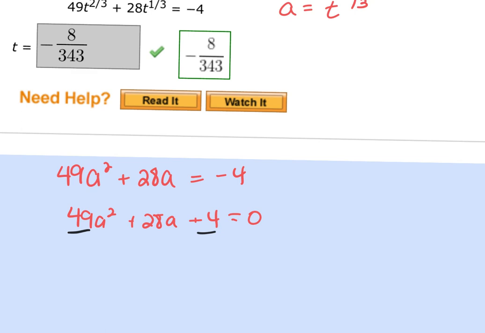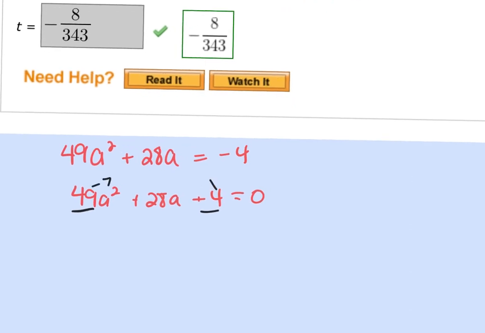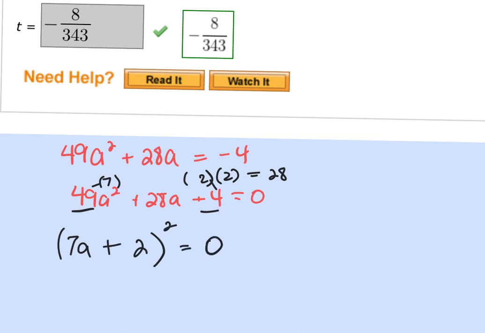Wait, but what's true about both 49 and 4? They're both perfect squares. So test to see if this is a perfect square trinomial, right? So square root it and it's 7. Square root it and it's 2. Does the middle term equal twice their product? Yes. So this is a perfect square trinomial. So it'd be 7a and 2. Put a plus between it. Square it. Equals 0. Man, that was way easier than what the guy said to do on Watch It.